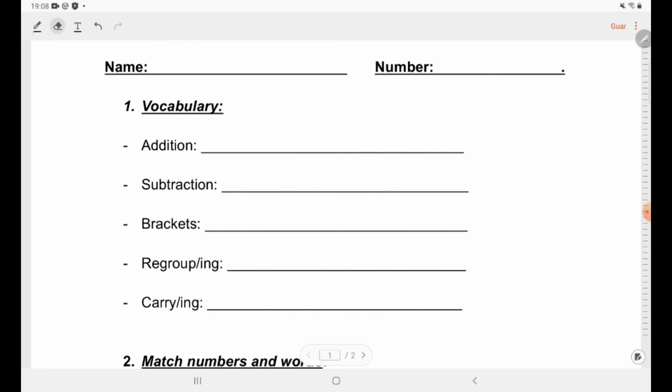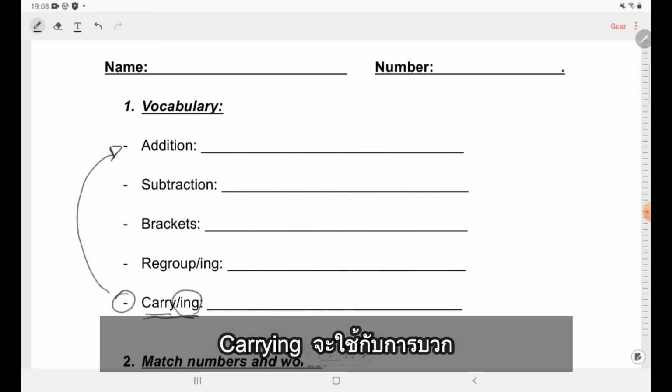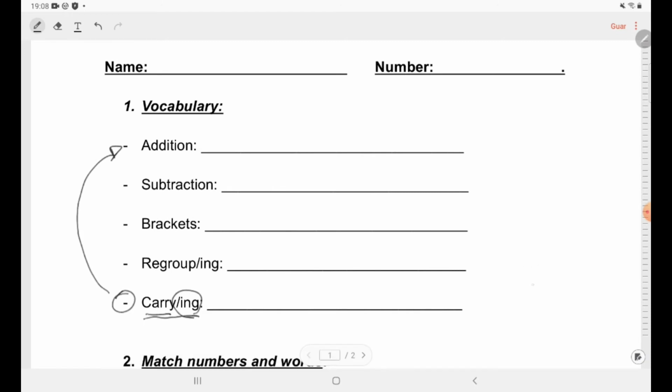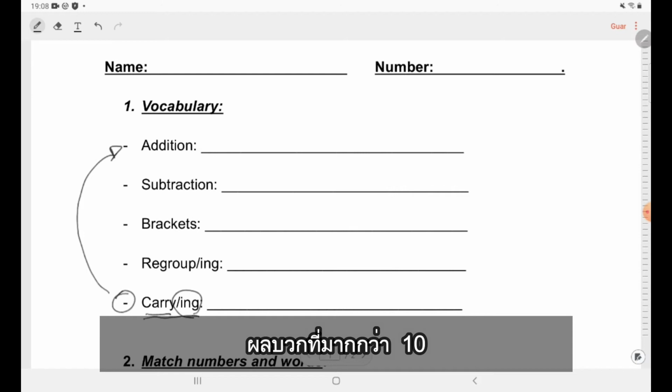Okay, let's continue now with carrying. Can you read with me, please? Carry or carrying. Okay, there is an ing form. What is carrying? Carrying is related with addition. Okay, addition, and we use it in an addition where normally the sum of one place is more than 10.